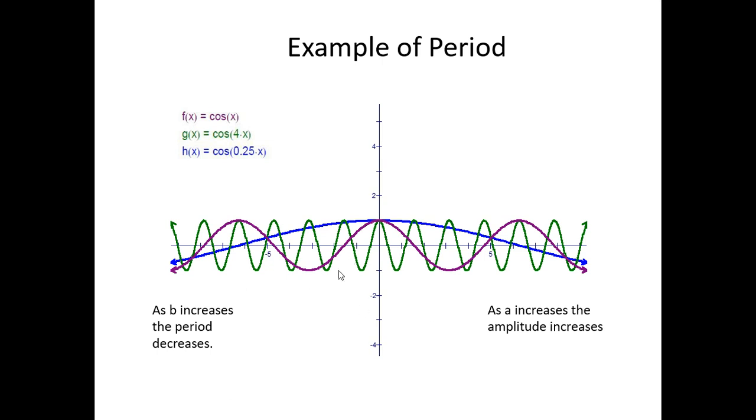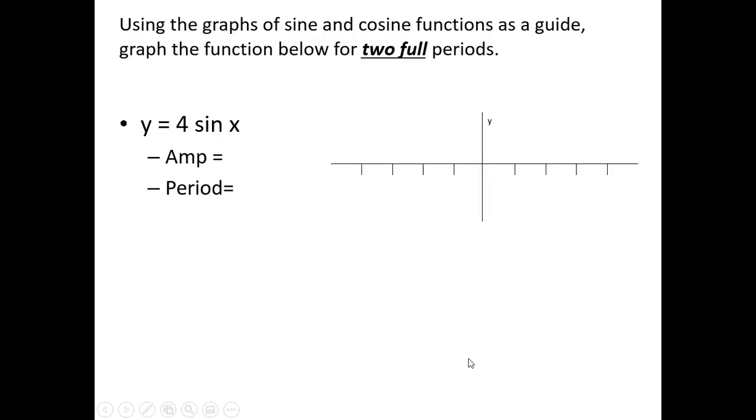All right. So as b increases, the period decreases. So the green gets shorter, the blue gets longer. And amplitude here, they're all an amplitude of 1. It's just the period is different. All right, let's take a look at an example here.